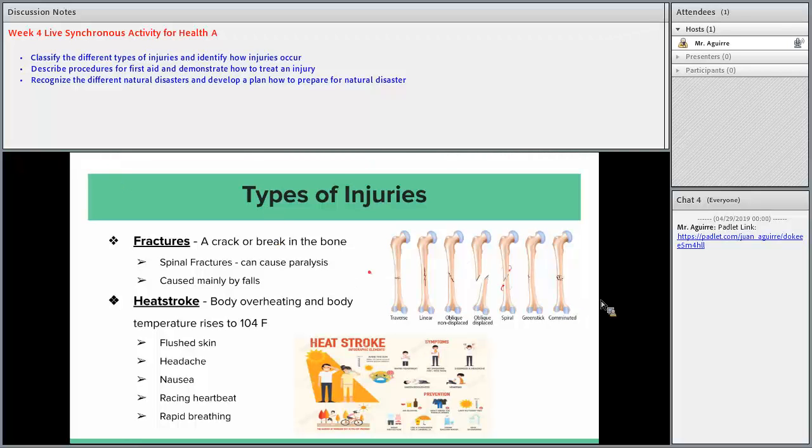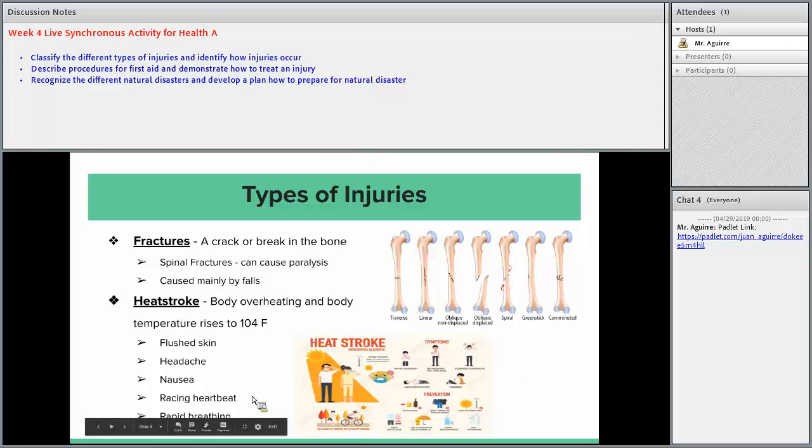Next, we could say not an injury, but something we go through, is heat stroke. Here in Arizona, it gets hot. It's always about 100 degrees. We're supposed to have summer, what, 3 or 4 months? We get it like 9, 10 months out of the year. It's warm. But when you have a heat stroke, you're overheating and body temperature rises to 104 degrees. So you gotta be careful.